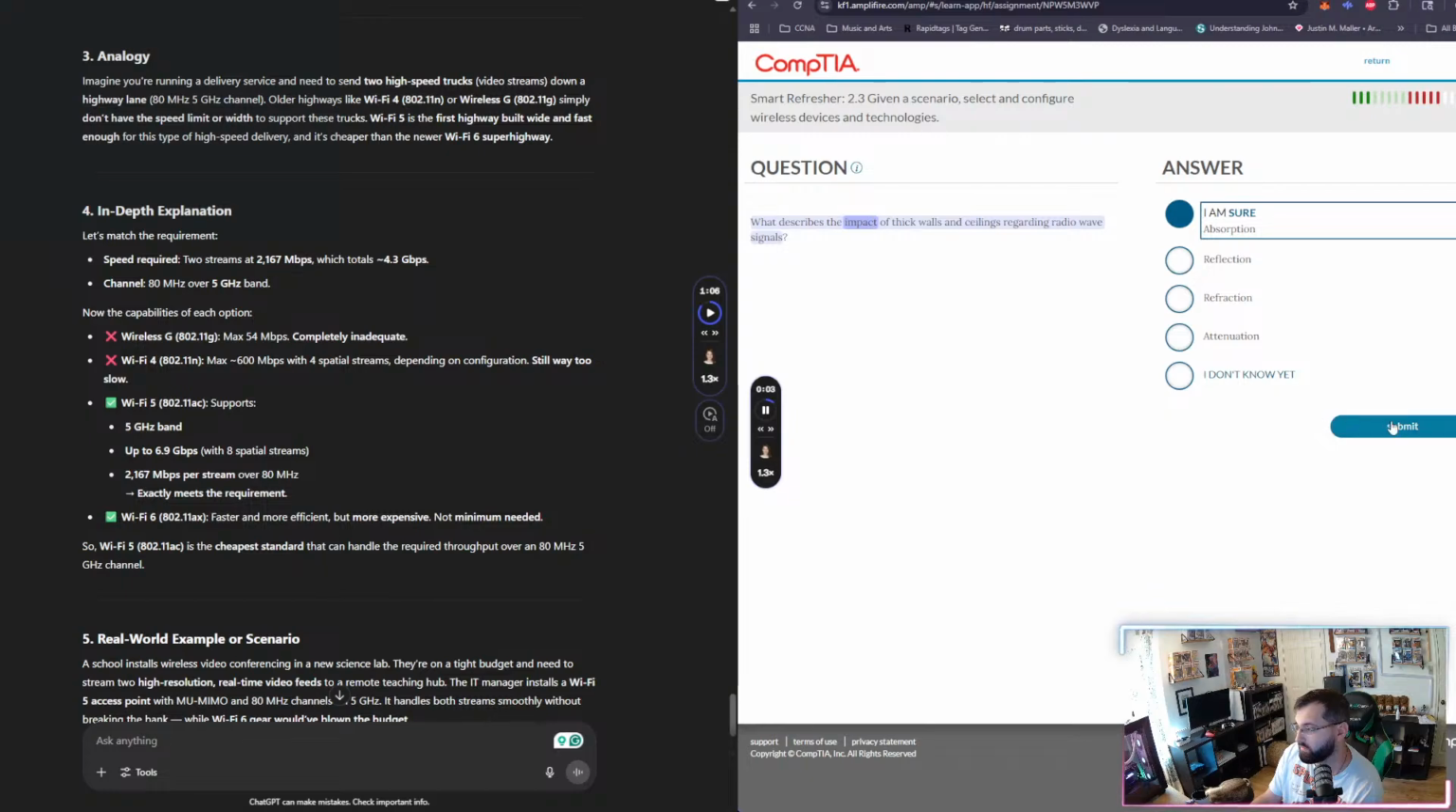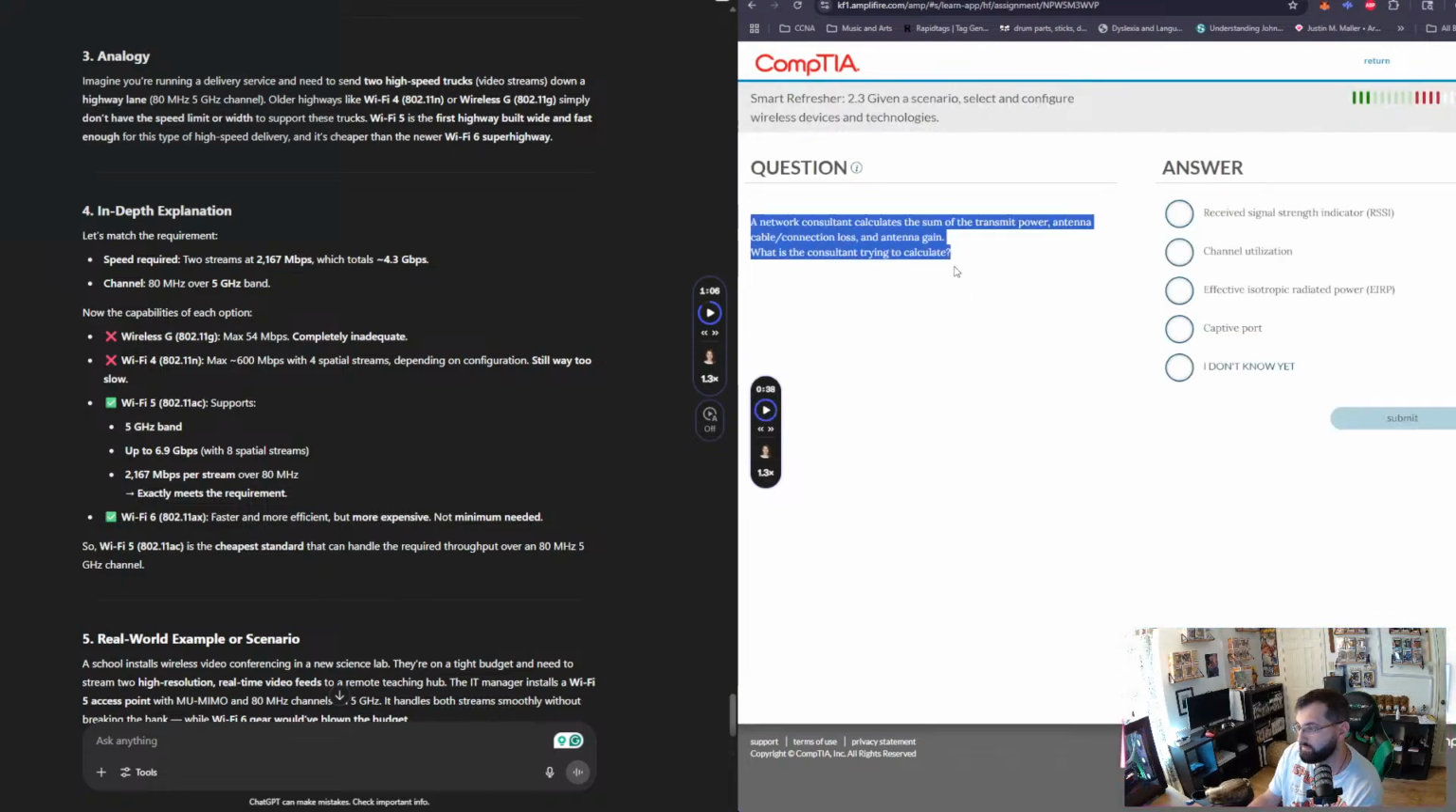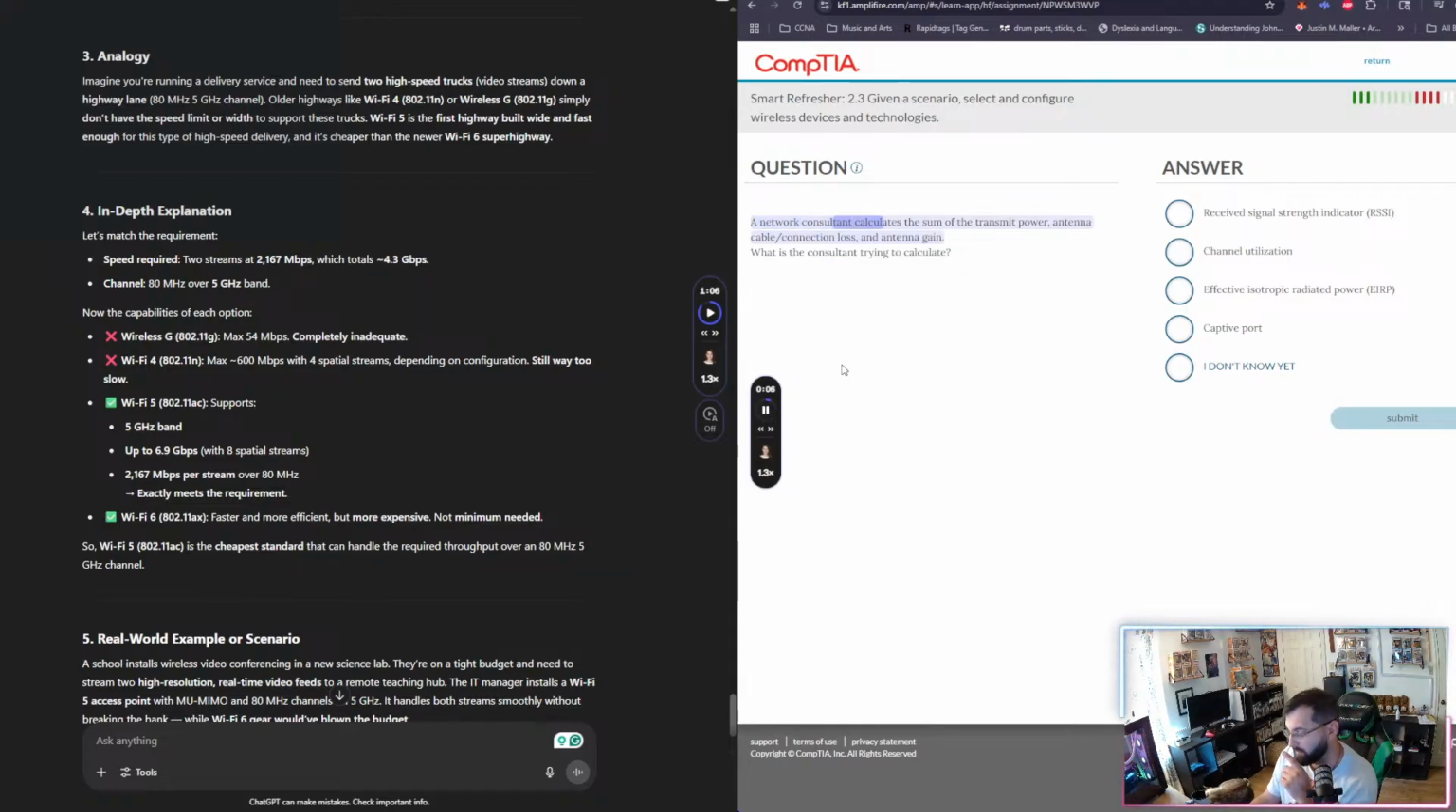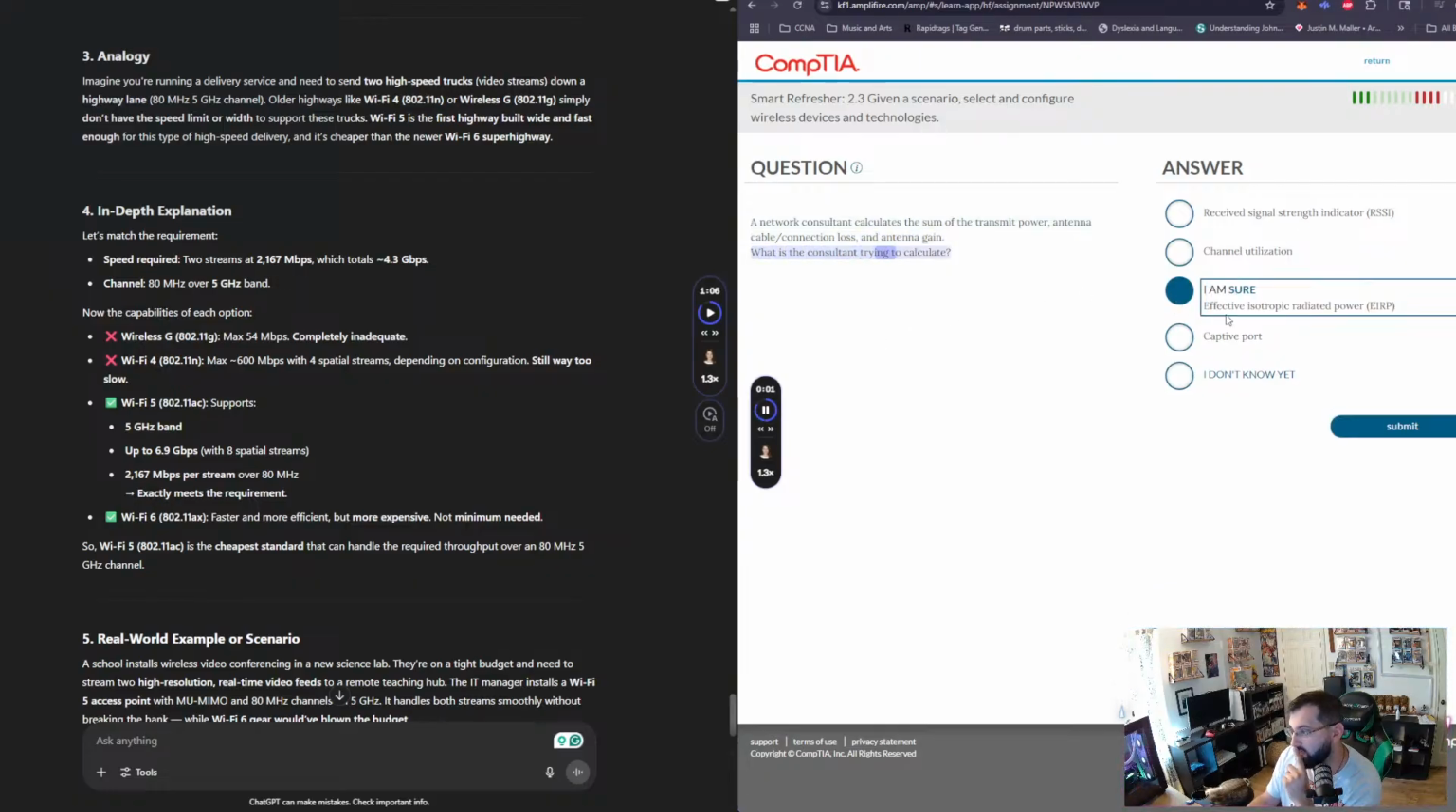What describes the impact of thick walls and ceilings regarding radio wave signals? Next. A network consultant calculates the sum of the transmit power, antenna cable connection loss, and antenna gain. What is the consultant trying to calculate? Effective isotropic radiated power. So that is how much it's transmitting. The received signal strength indicator, that's how much it's receiving. Receiving, transmitting.